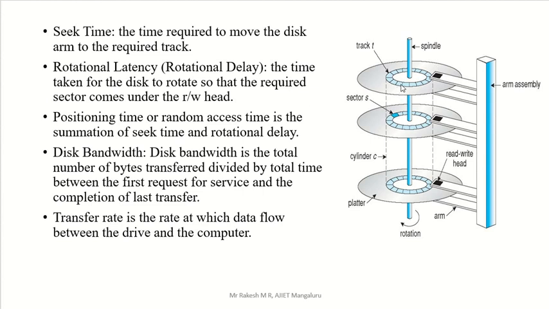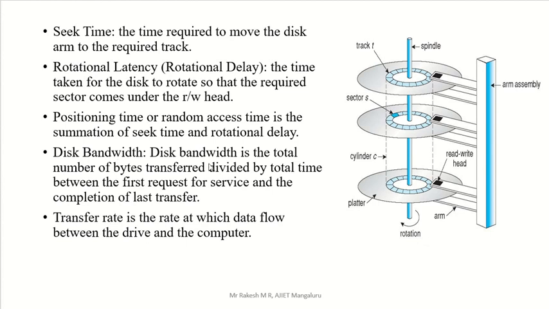If that sector is this one, it should rotate and it should come under this head. How much time is required to move this sector under this head is called rotational latency. Positioning time means you can add this rotational latency and seek time. Positioning time, or random access time, is the summation of seek time and rotational delay.